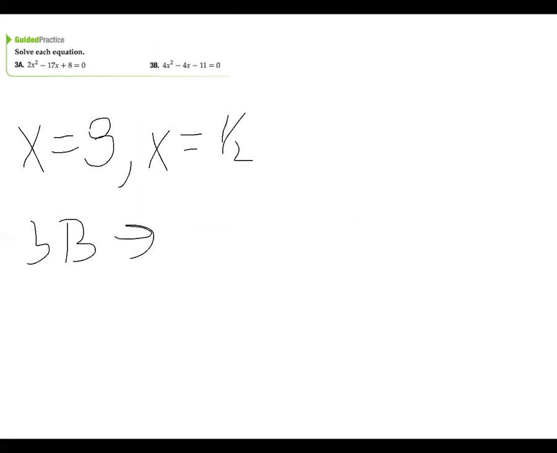Go ahead and pause the video. Okay, we're back. So I don't know what method you used for 3a, but you will get x equals 8. It's an ugly looking 8. You get x equals 8 and x equals 1/2. For 3b, the answers are about x equals 2.2 and x is about -1.2.